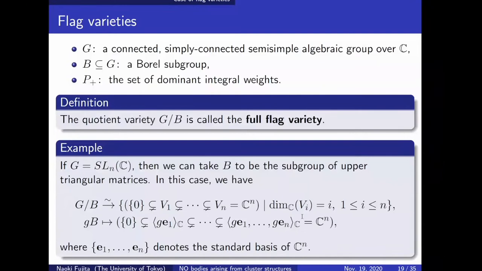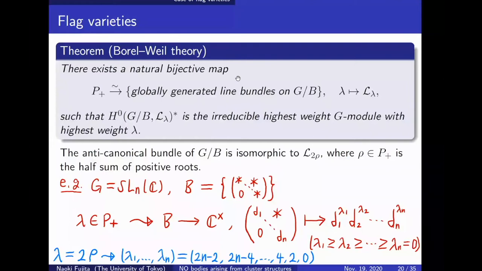Then, line bundles on G/B are well studied. For instance, Borel-Weil theory implies that globally generated line bundles on G/B are parameterized by a certain arithmetic set P plus, the set of dominant integral weights. Let L_lambda denote the line bundle corresponding to lambda. Then the space of global sections of L_lambda is the dual of the irreducible G-module with highest weight lambda. In this setting, the anticanonical bundle of G/B corresponds to a specific weight 2 rho. Here, rho is the half sum of positive roots.